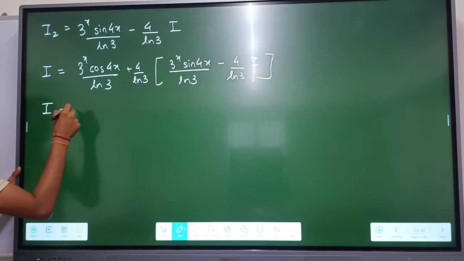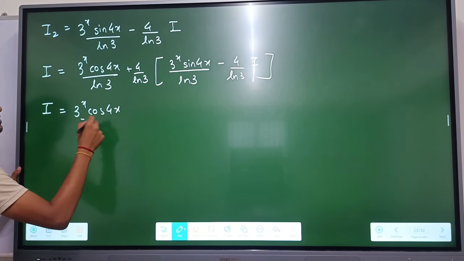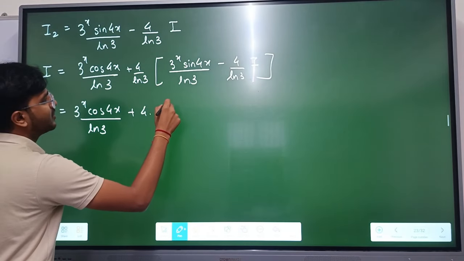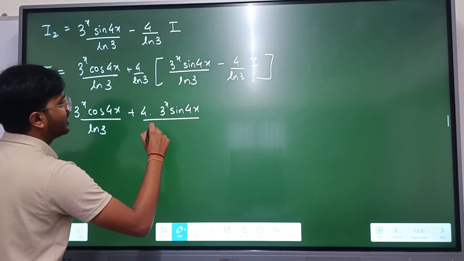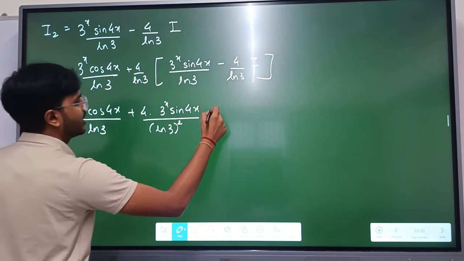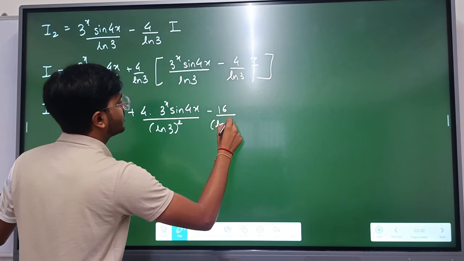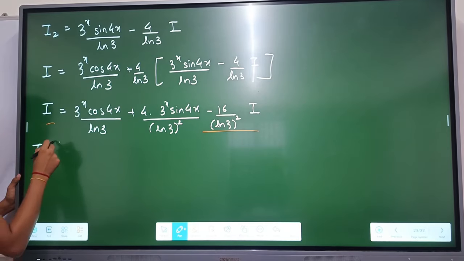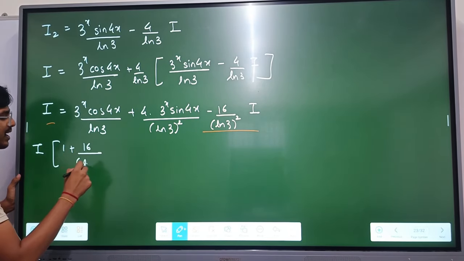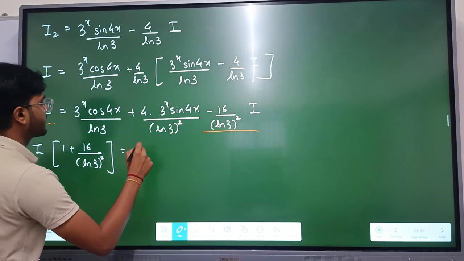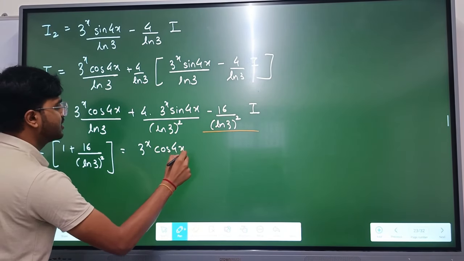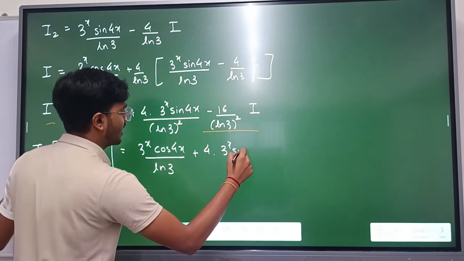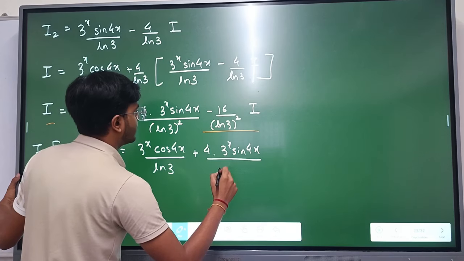Multiply this inside, I get I as 3 power x cos 4x divided by ln 3 plus 4 into 3 power x sin 4x divided by ln 3 whole square, minus 16 by ln 3 whole square into I. So I'll take this I value over here. So it will be adding up I into 1 plus 16 by ln 3 whole square equal to 3 power x cos 4x divided by ln 3 plus 4 into 3 power x sin 4x divided by ln 3 whole square.